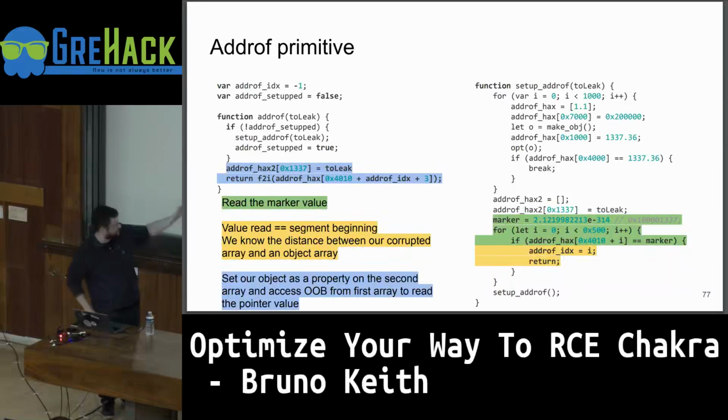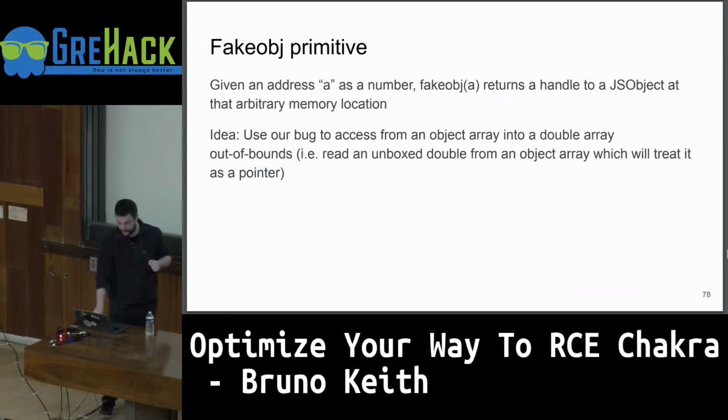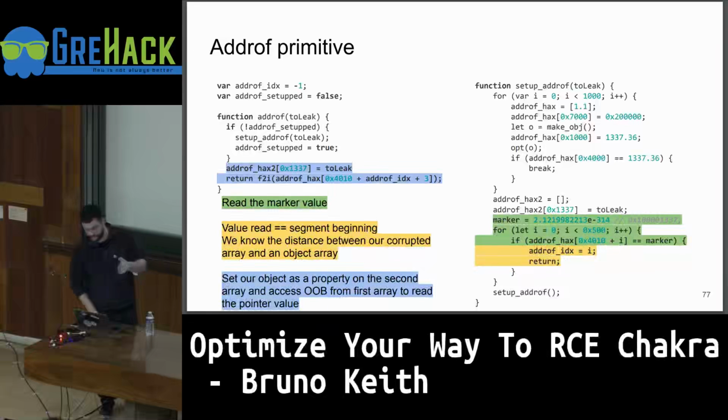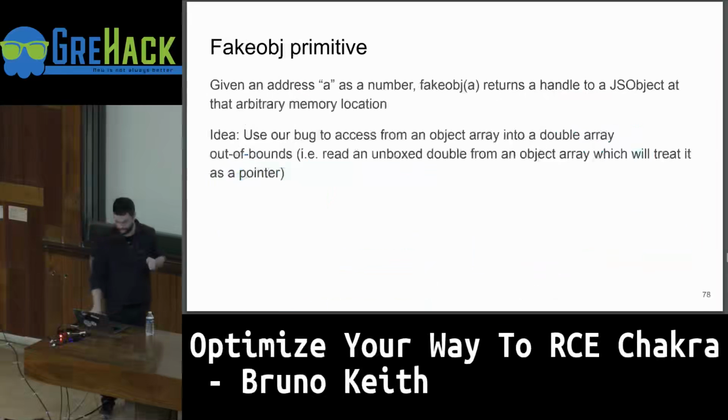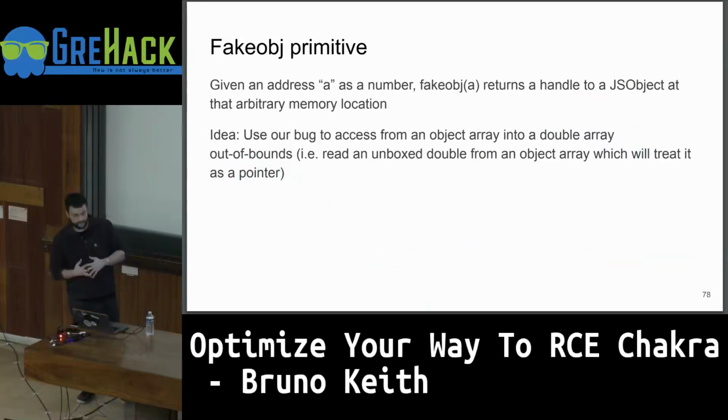So let's see what I have written here. I hope I was clear enough. But yeah, basically this gives us our address-of primitive. Now the fake obj primitive, once again, let's formalize it a bit.